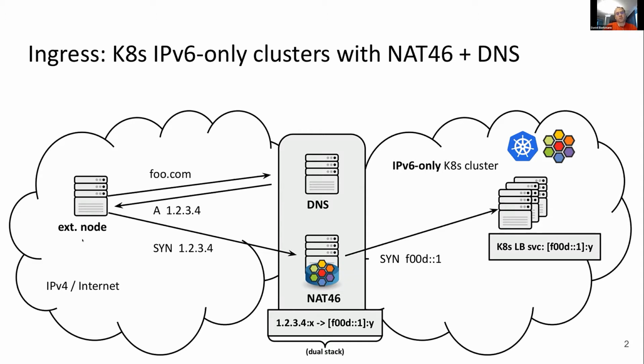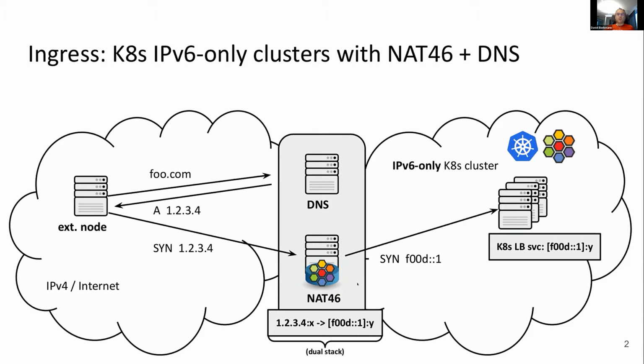essentially the translation with NAT46 looks like this: the external node is doing a request, for example, to foo.com, some domain. The DNS server is responding with an A record to say that the given node is on this IP address, and then the external node is doing, let's say, if it is a TCP connection, a SYN request, and it's directed towards that NAT46 gateway.